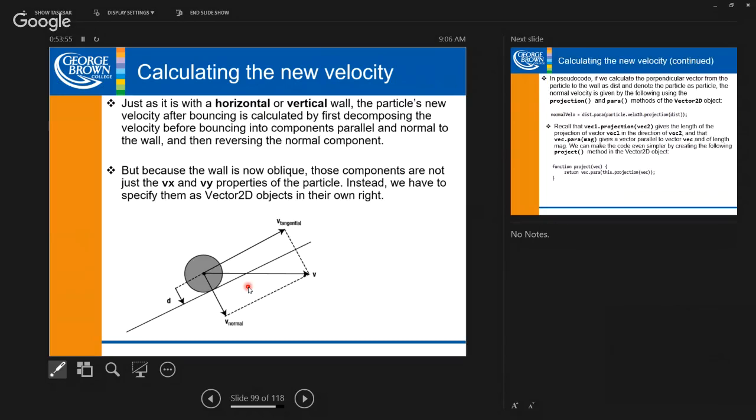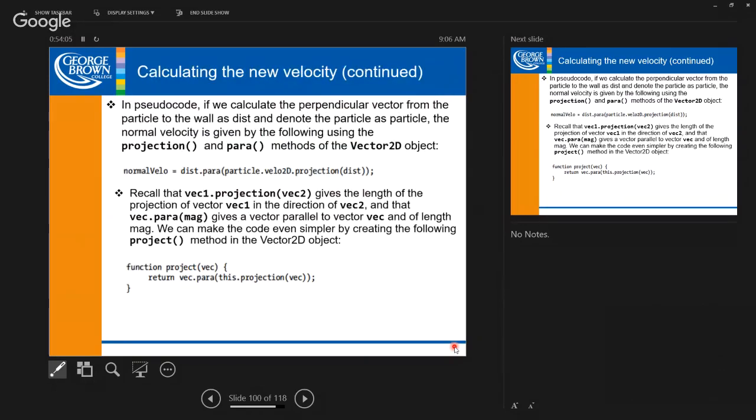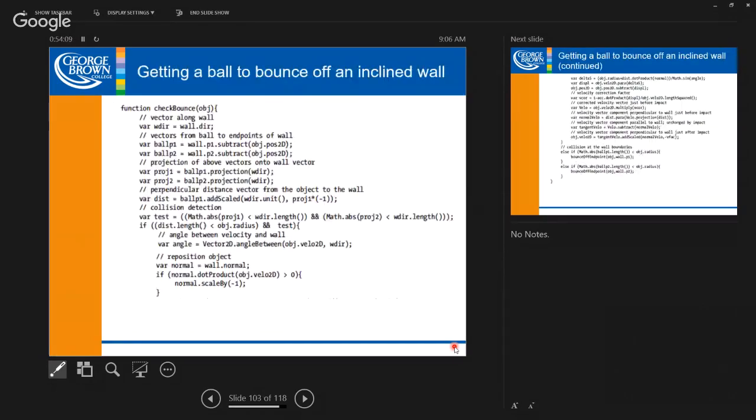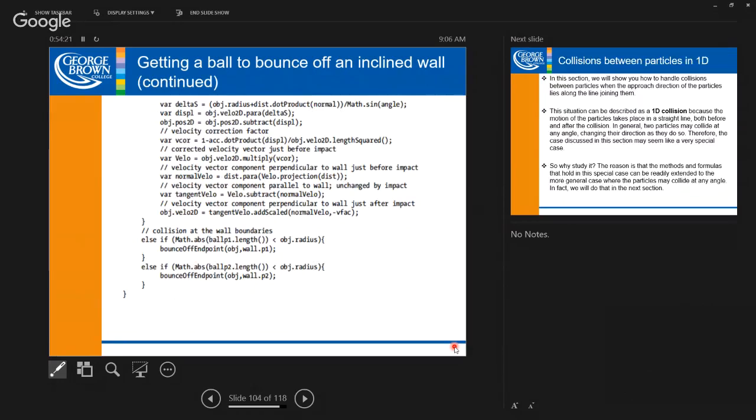And I'm not going to go through some of this, but at the end of the day, this is how it works when it comes to calculating the new velocity, because the velocity would change based on the angle of attack, right? Okay. And I've given you some code here, some pseudocode to help you out, if it's going to be a ball bouncing off an inclined wall, which chances are in your assignment number 3 you won't need. But just in case, here it is.